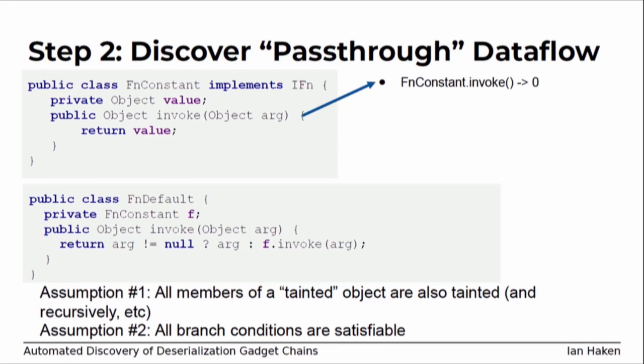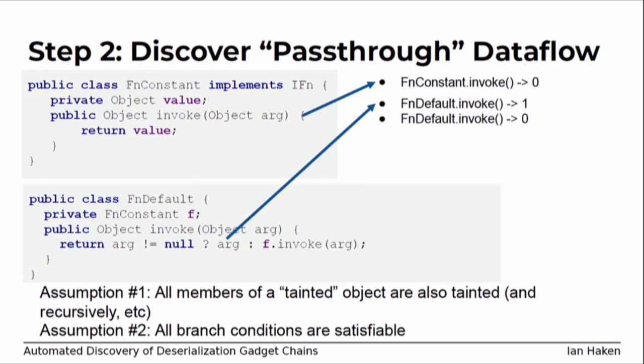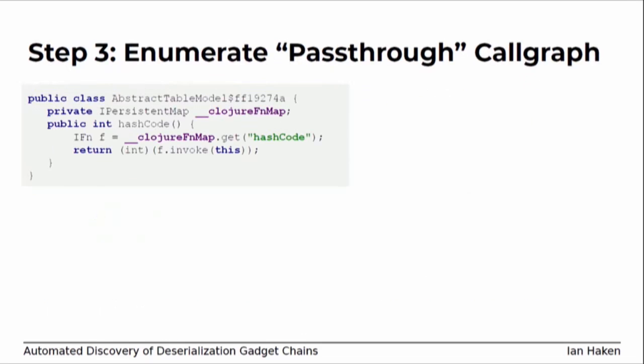So if we assume all branches can be walked down, then we end up with these pass-through data flows. In this case, the first argument just gets directly returned here if we go down the true path. And if we go down the false path, based on the first pass-through data flow we discovered, the return value of f.invoke is going to be considered tainted as well. So we enumerate that. So step 3 is basically exactly the same thing.